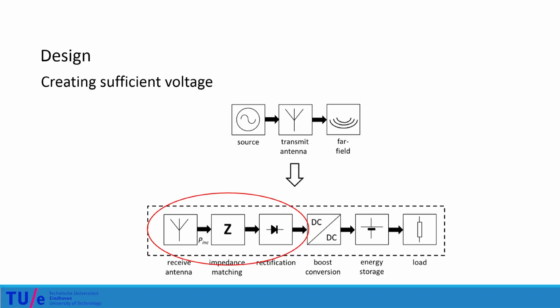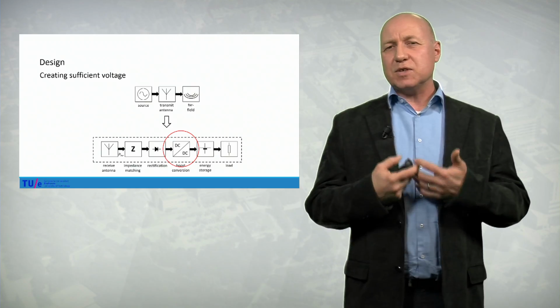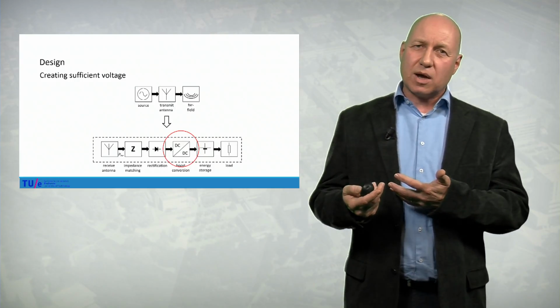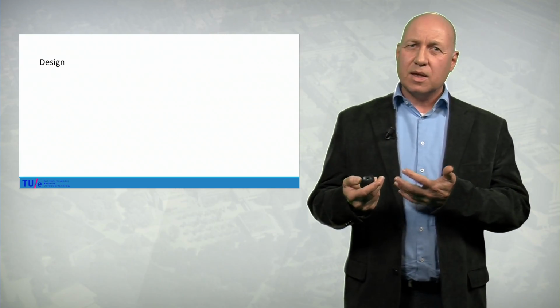We need to be very, very careful about the matching, which is not a trivial task, but we know now how to do it. And then you get an output voltage in the range of 0.1, 0.2, maybe 0.3 volts. And what we need then is a DC-DC boost converter to bring this up to a voltage of 1 volt or even higher. And then we store it in a battery or a capacitor, and use that to power our application.